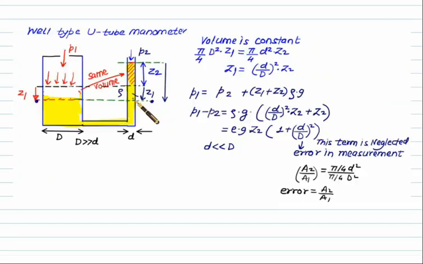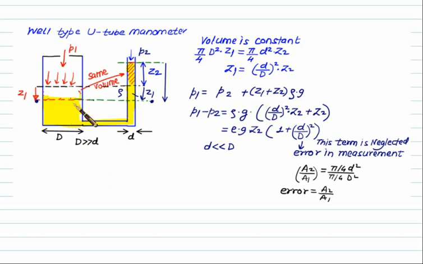If we have a vessel here which has a larger cross section equal to A1, and we have a tube connected here which has a smaller cross section. So let's assume here that the well has a diameter equal to D, and this tube has a diameter equal to d. And let us assume here that the well is very large as compared to the diameter of the tube. This is subjected to the pressure P1 and this is subjected to the pressure P2.